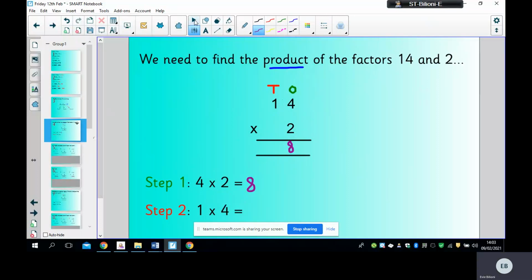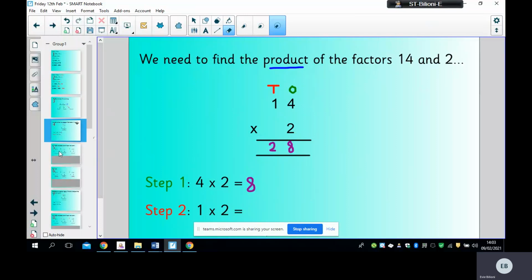That should actually be a 2 there. Let me change that in a second. My mistake. So 1 times 2 is 2. So we're going to put our 2 here. So we know that 14 times 2 is 28 because we worked it out.